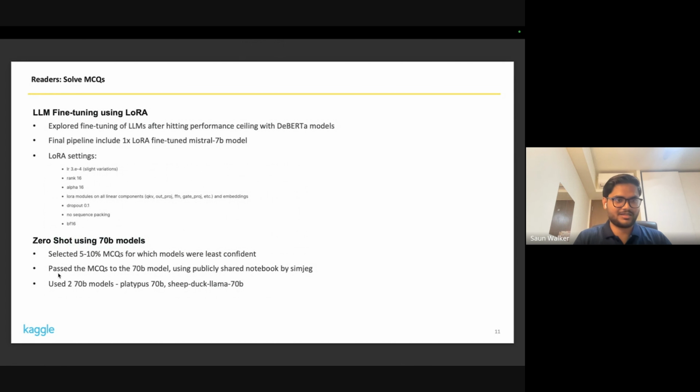All of these 4 types of fine-tuned models were part of our final solution, and this helped us to secure a 6th position finish.